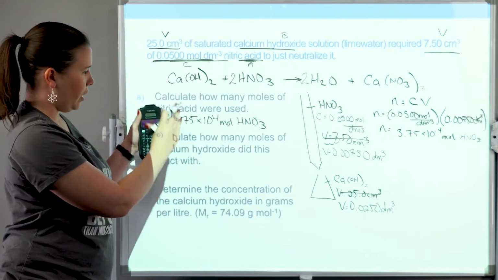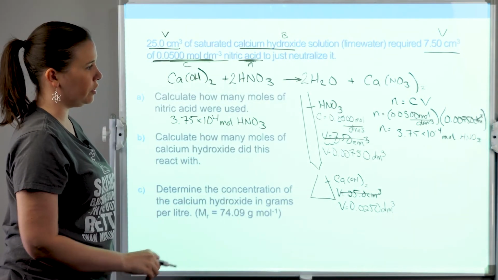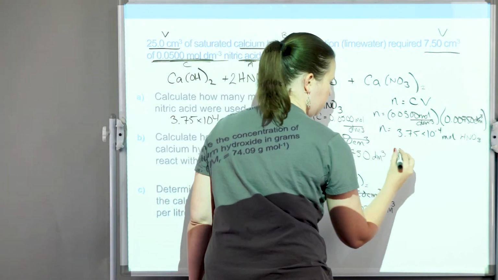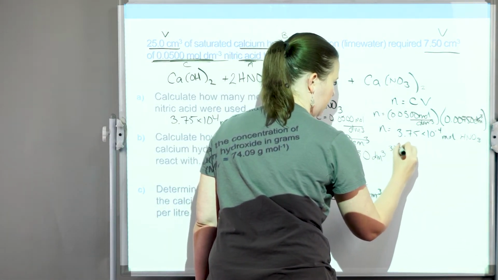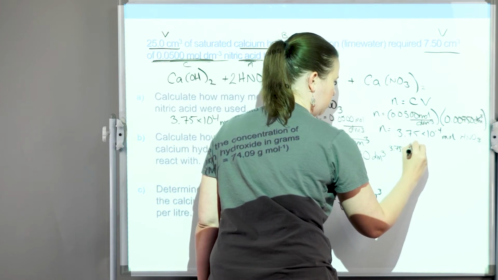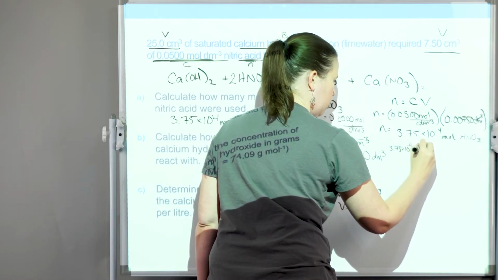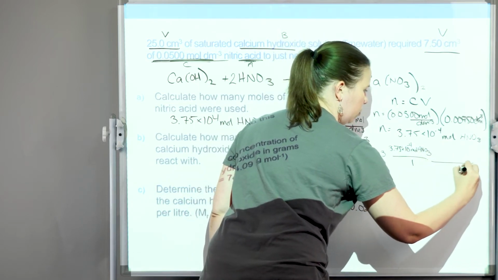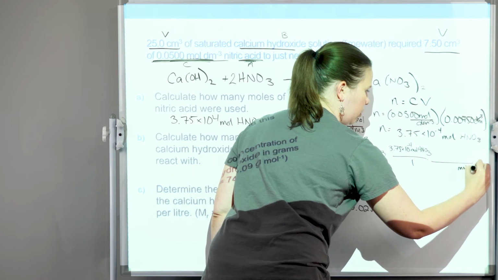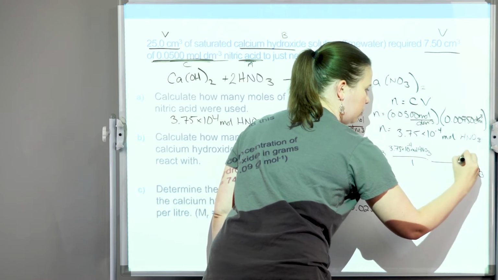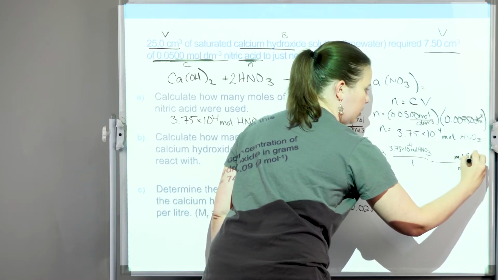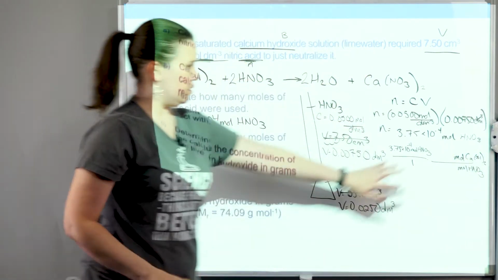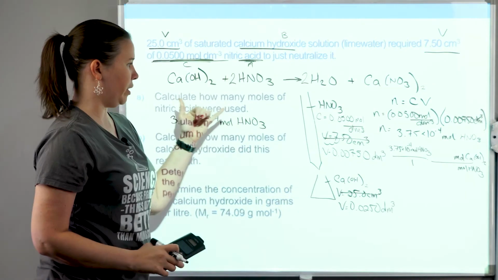Now I want to go from acid to base. So I'm going to need my mole ratio to convert my moles of acid into the moles of base. Starting with the given, 3.75 times 10 to the negative fourth moles of HNO3 over 1. Then I'll put the moles of HNO3 on the bottom, allowing me to convert to moles of the Ca(OH)2 on the top. These numbers in the mole ratio always come from a balanced equation.